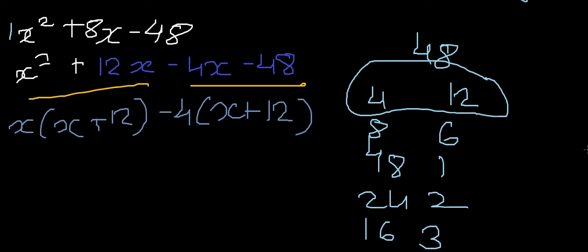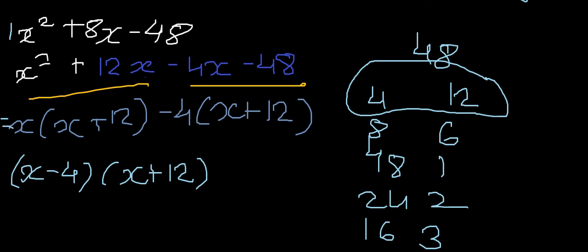So the factorization method does not always work. The best method that always works is solving quadratic equations by the formula method, but that we'll see in future videos. So now let's go back again to factorization. Now again I can take out x plus 12 as common. So we get (x minus 4) times (x plus 12), and let me add the equals sign.